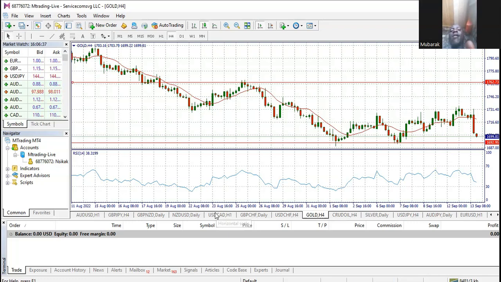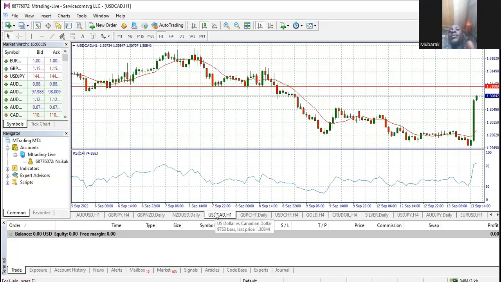Let's see AUD USD again. You can see it has gotten close. What's remaining is about 30 pips. It has gotten close to that support line, which is now a resistance.